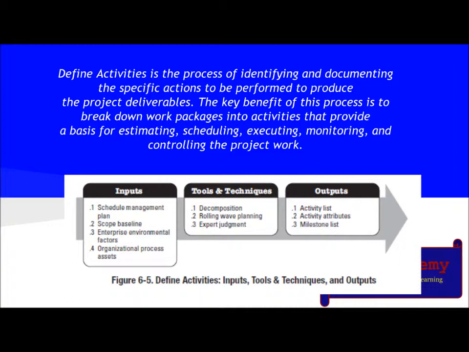The key benefit of this process is to break down work packages into activities that provide a basis for estimating, scheduling, executing, monitoring, and controlling the project work. The inputs involved for define activities are schedule plan management, scope baseline, enterprise environmental factor, and organizational process asset. The tools and techniques used are decomposition, rolling wave planning, expert judgment, and output is activity list, activity attributes, milestone list.